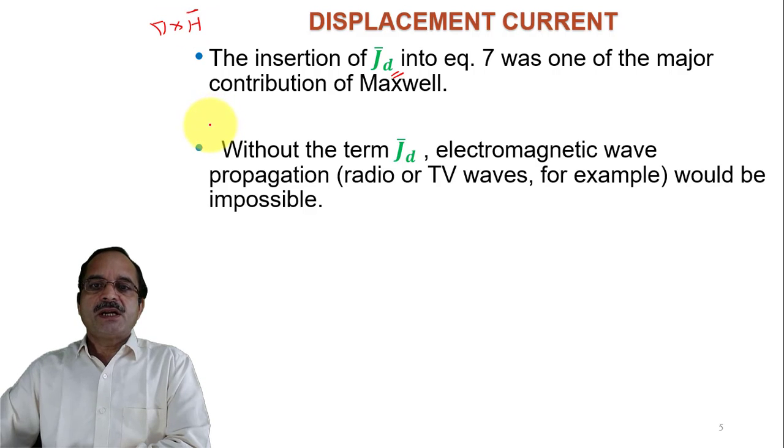Without the term JD, the representation of electromagnetic wave propagation would be almost impossible. So this is the basic equation which we always use to find out the equations in case of electromagnetic wave propagation, where the signal propagates from one point to the other point, for example, in radio or TV waves.